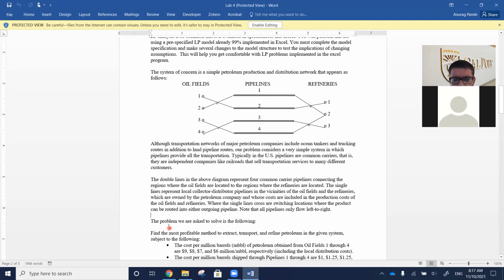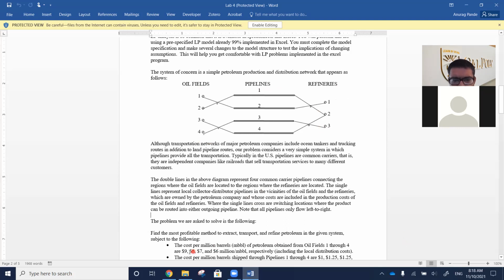So what you need to solve for is to find the most profitable method to extract, transport, and refine the petroleum in the given system. So your decision variables are how much petroleum to extract from these 4 oil fields, how much product to push in these 4 pipelines, and then how much product to refine at these 3 refineries. Okay, so those will be your decision variables.